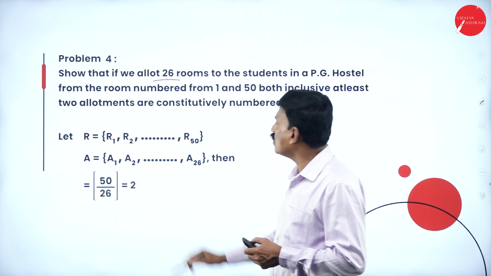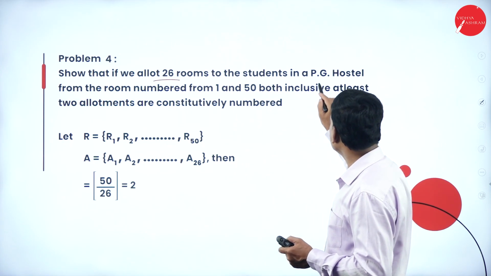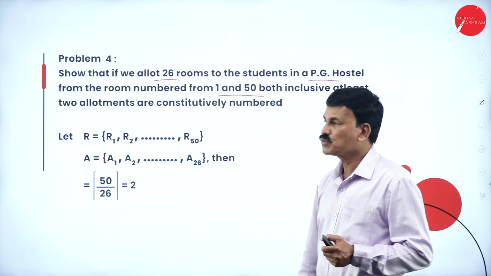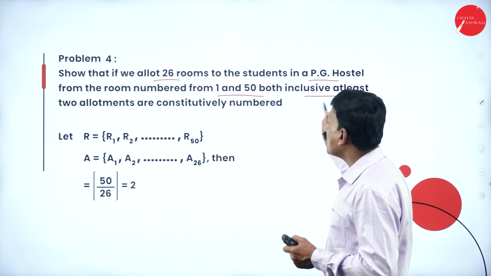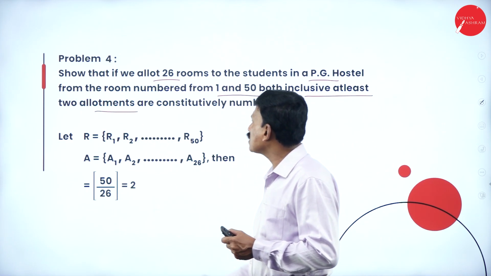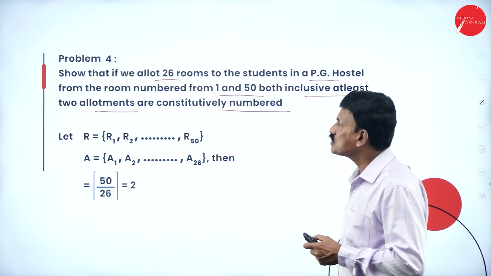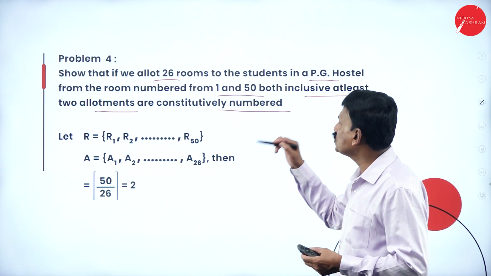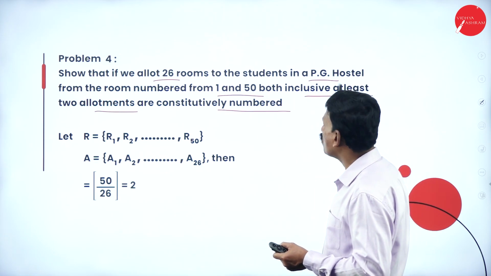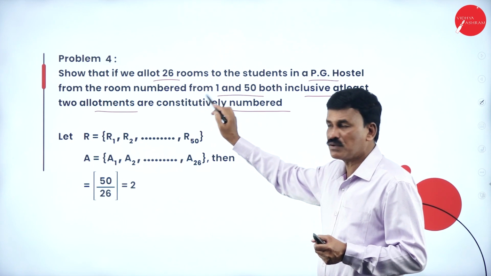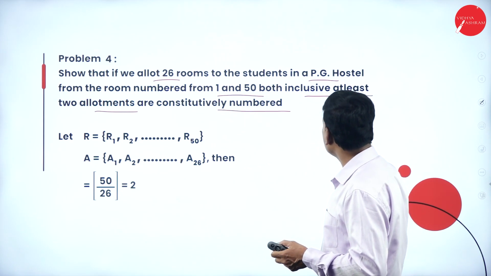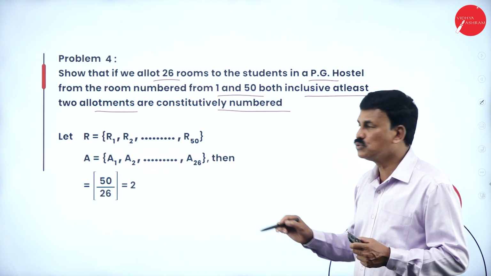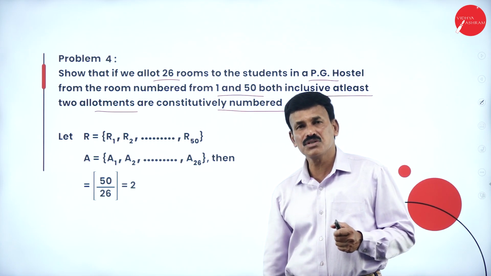Show that if we allot 26 rooms to the students in a PG hostel from the room numbers 1 to 50, both inclusive, at least 2 allotments are consecutively numbered. That is what is to be proved here. 2 allotments are consecutively numbered.